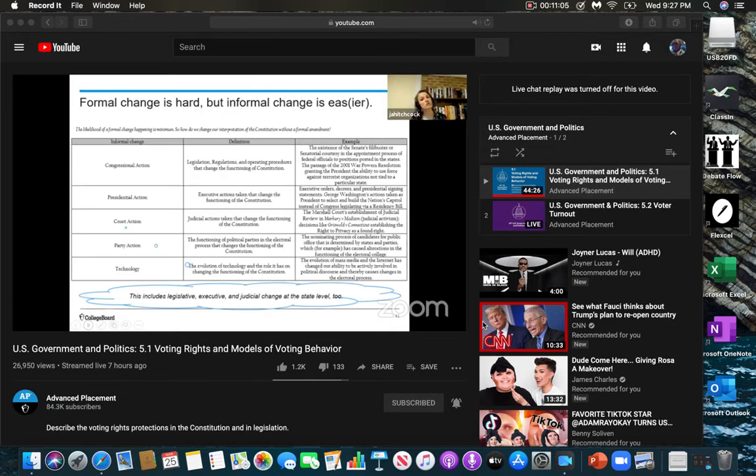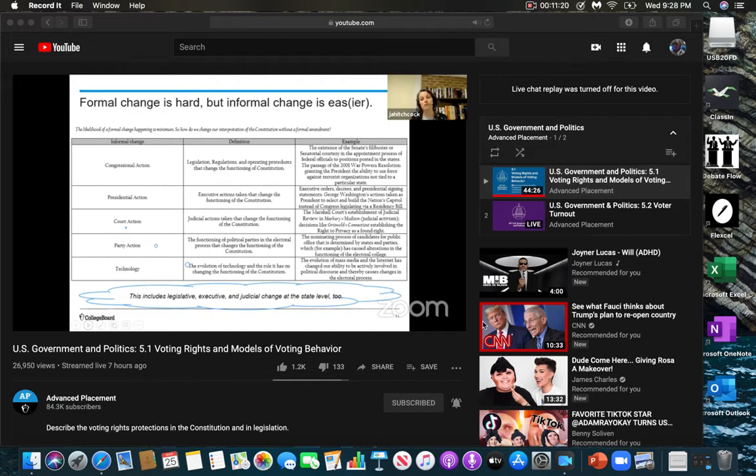So how can we change things informally? Now I want to sidebar for a second and give you a little hint here. Oftentimes when we're looking at questions, we see the term formal or informal, and they mean something critically important. So make sure you slow down and think about what's being asked.